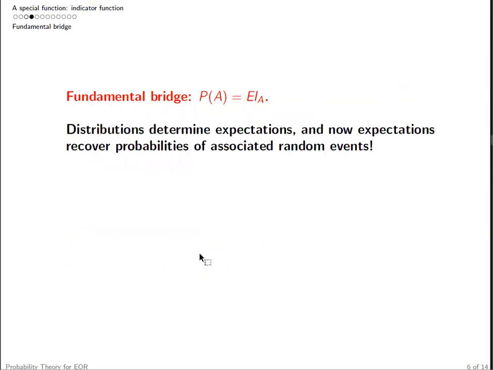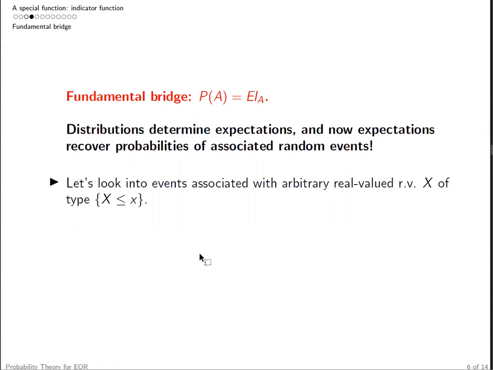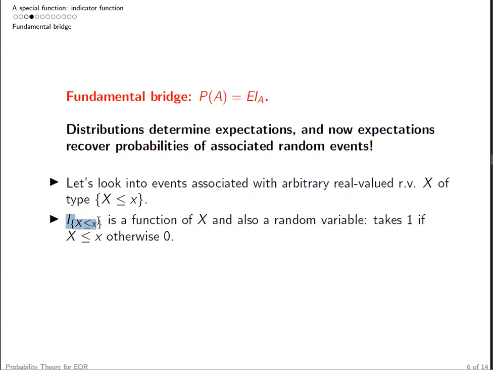This is the fundamental bridge. Let's take a look at how it can be regarded as a function of random variables. We can look into events associated with arbitrary real-valued random variables of the type X smaller or equal to x, right? Now, this indicator function, given the set X smaller or equal to x, is a function of X, and also a random variable, and takes value 1 only if this event X smaller or equal to small x occurs, otherwise it's equal to 0.